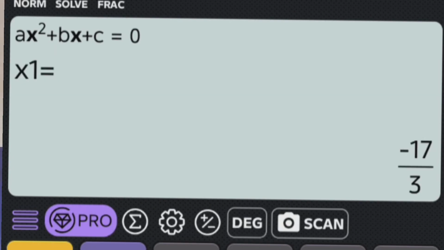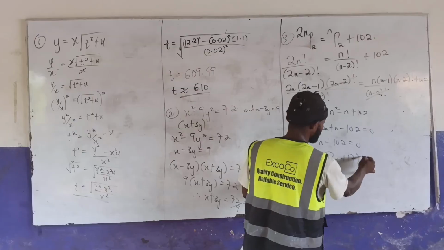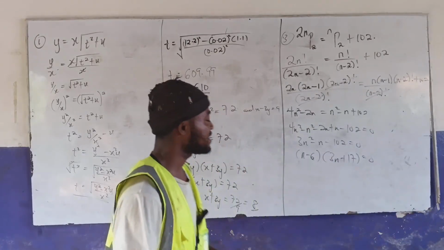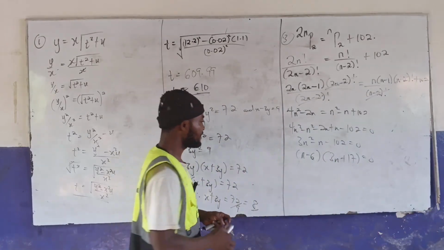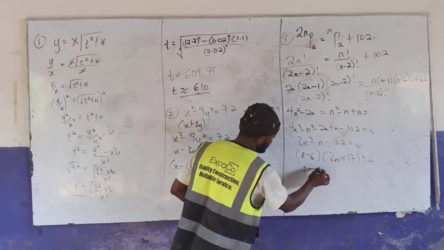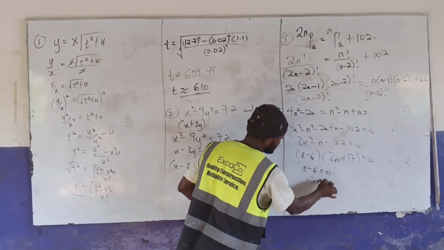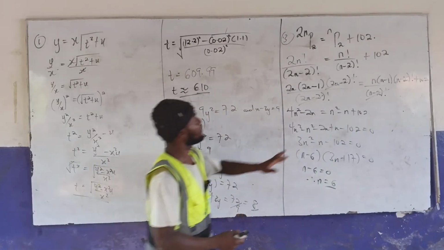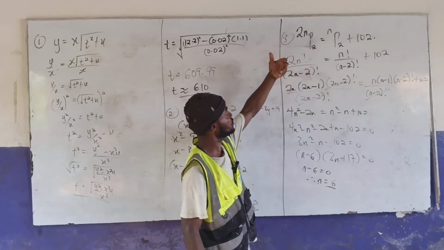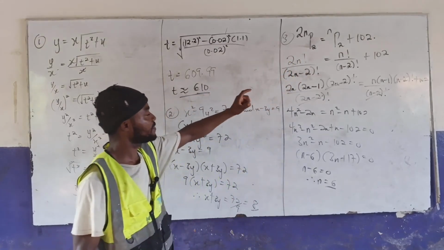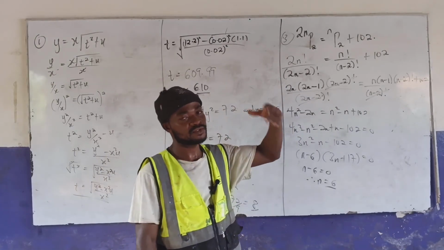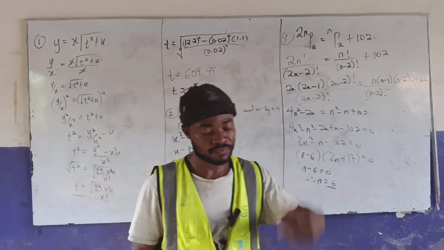From the calculator, we are getting n minus 6 times 3n plus 17 is equal to 0. But because we are interested in the positive value, we take the n minus 6 because that is what is going to give us the positive side. So we say therefore n is equal to 6. It is only when n is equal to 6 that 2n permutation 2 is equal to n permutation 2 plus 102.